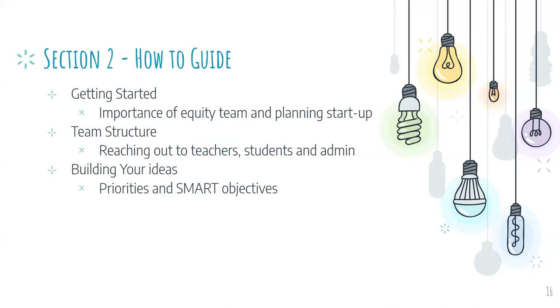The second section of the toolkit is the how-to guide, which includes project ideas and subcommittees. The guide gives users an in-depth understanding of the strategy and tactics used to build an equity team. It also includes prompts on how to connect equity efforts to particular times throughout the year, and highlights the importance of having subcommittees for areas that need extra focus and attention. This would depend on each school community and environment.